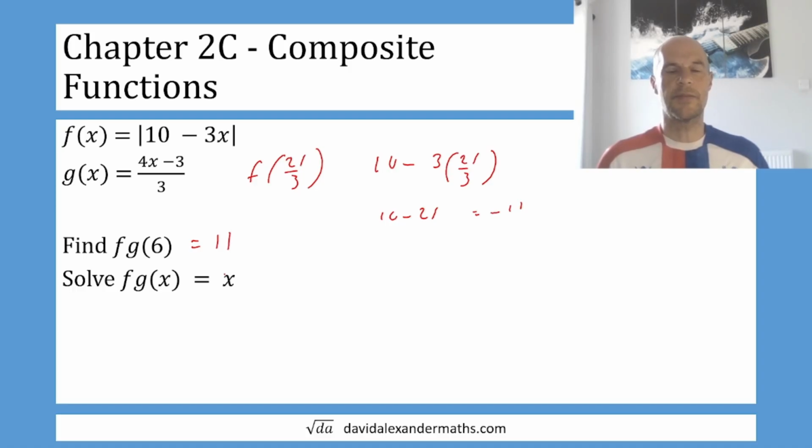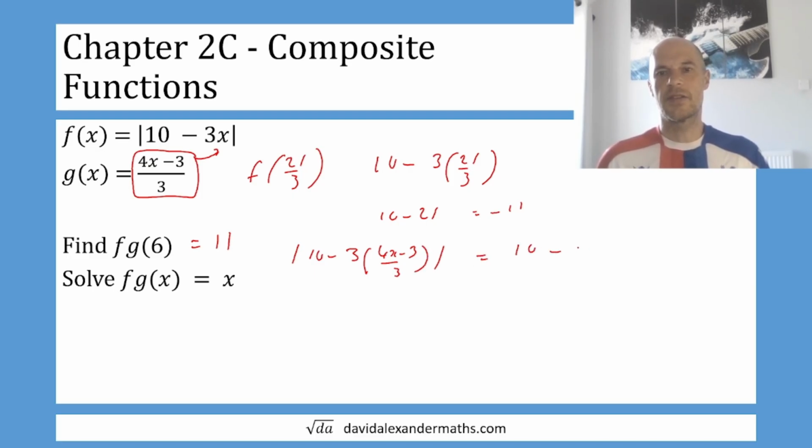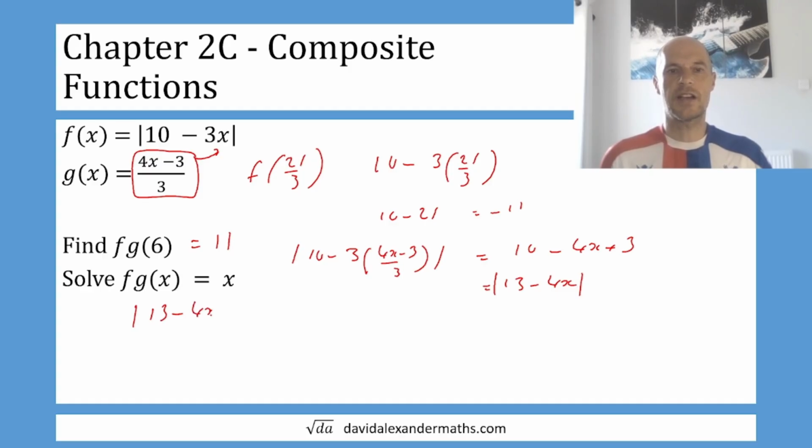Solve the fg of x equals x. So I'm going to put the function g into f, so all of this stuff here will replace that x. So this is going to be the modulus of 10 take away 3 lots of (4x take away 3) all over 3, which is 10 minus (4x minus 3), which is 13 minus 4x. Okay, so this is the fg of x. Again, sorry, that should all be in a modulus sign there. So it's the modulus of 13 minus 4x equaling x.